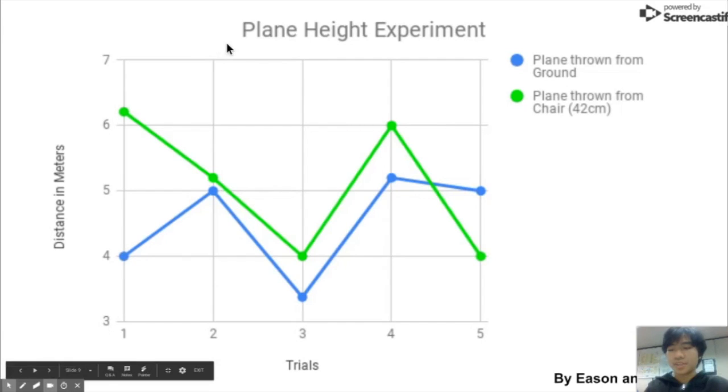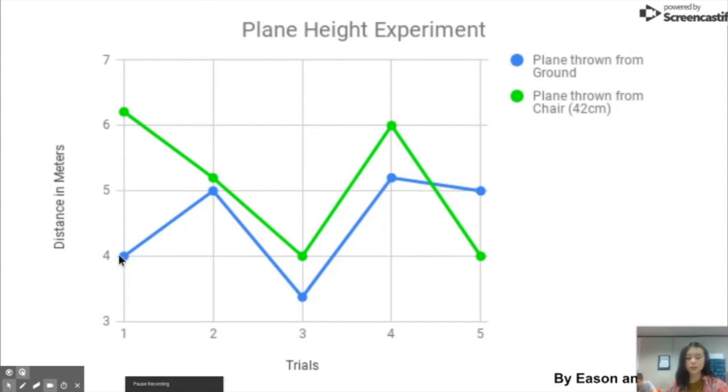Our title of the lab is Airplane Height Experiment, and we're experimenting if the height changes how far the plane flies. The y-axis represents the distance in meters, and the x-axis represents the 5 trials. The green line represents the plane thrown from a chair 42 centimeters high, while the blue line represents the plane thrown from the ground. At the start of the trial, the results were more spread out. In the middle, the results became closer, and at the end, the results overlapped. We can conclude overall, thrown from higher, the plane gets more distance.